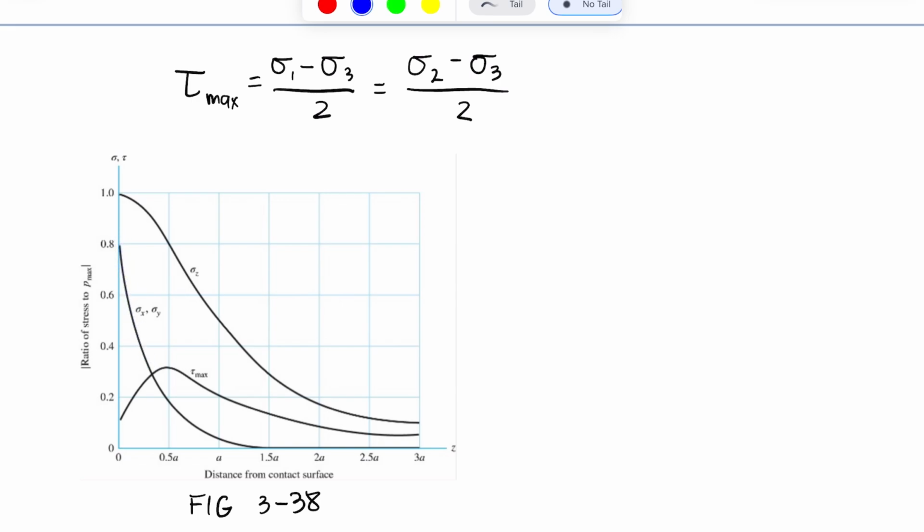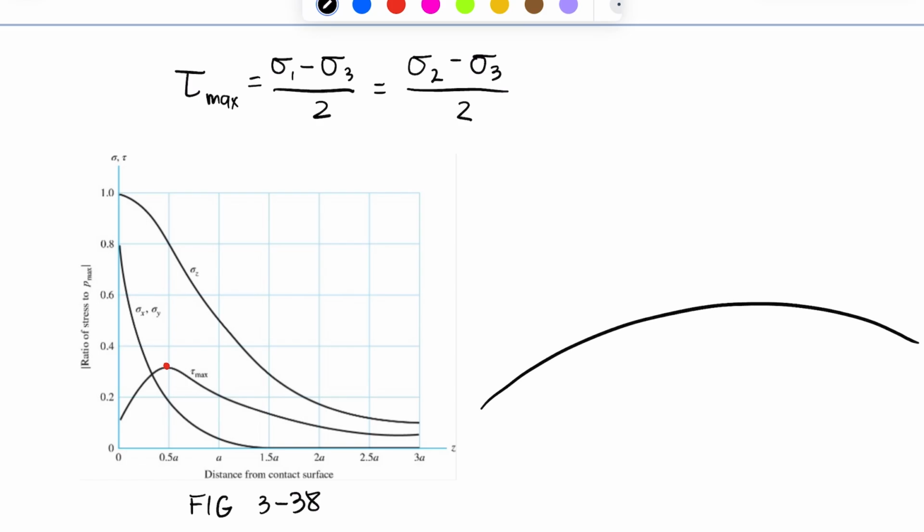And then we have our maximum shear stress, and this is where things get really interesting for contact. So tau max actually reaches a maximum about here. So it's not on the surface where these two parts intersect. Our maximum shear stress actually peaks just below the surface.